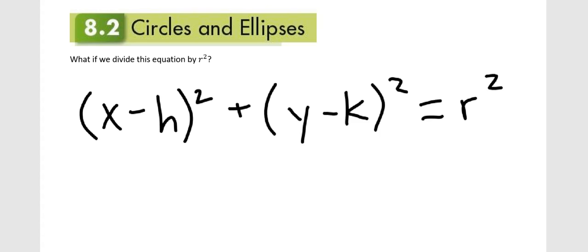Okay. So if we divide this equation, by the way, where did this equation come from? Last chapter? It's the equation of what? It's the equation of a circle. Right. Which also comes from the Pythagorean theorem. We studied it in geometry class. What if we took this equation of a circle and we divided by r squared?